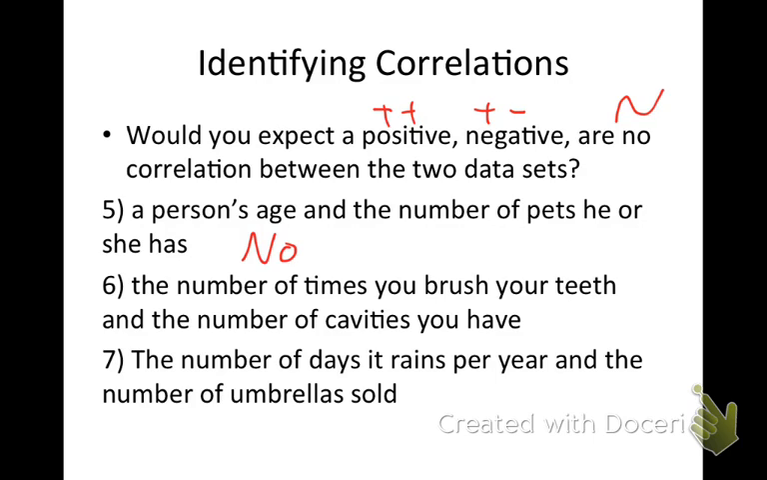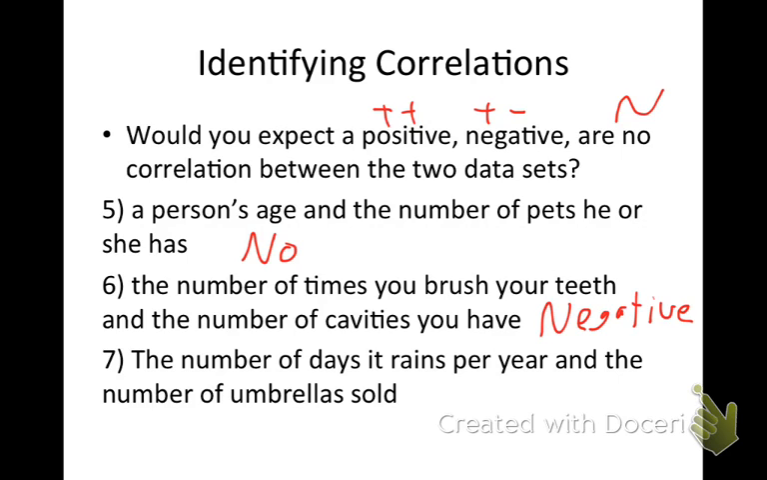Number 6, the number of times you brush your teeth and the number of cavities you have. So if I brush my teeth a lot, do I have a lot of cavities? Well, if you don't brush them very good, I guess, too. But what type of correlation do you think it was, though? That'd be a negative correlation. Yeah, on average, this would be a negative correlation. What that's saying is if I brush my teeth a lot, I should have few cavities. If I don't brush my teeth a lot, I'm going to have a lot of cavities.